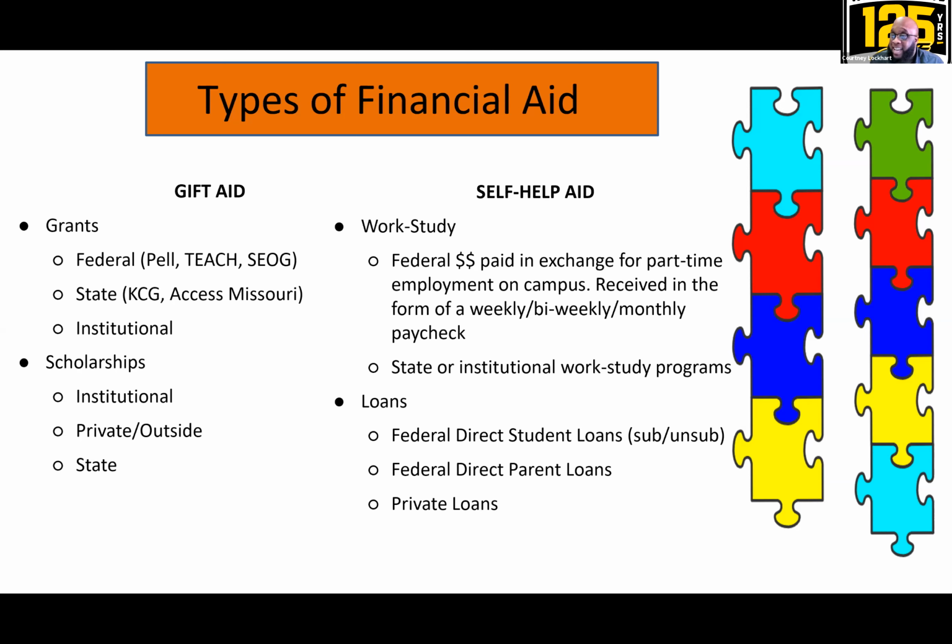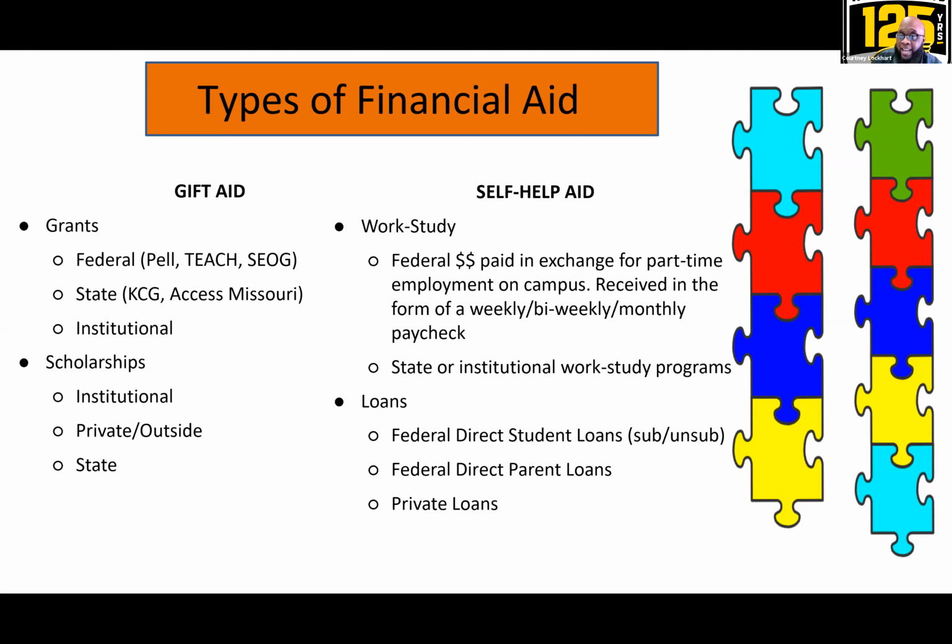There are private outside scholarships that students may apply for within their community, or various organizations, professional organizations maybe, that students and their parents or their families have access to. So they may be bringing in oftentimes outside scholarships from their church, community organizations, things like that, or even scholarships that are available through the state.